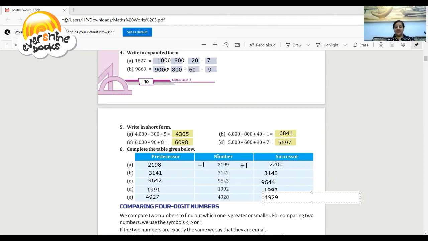Like this, we have done 4-digit predecessors and successors too. And it is so easy to calculate: just subtract 1 to get the predecessor, and to get the successor, add one number.